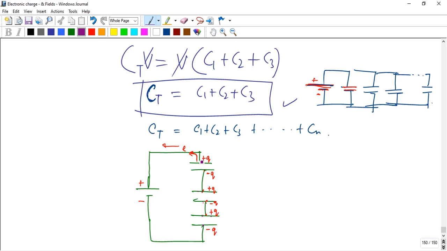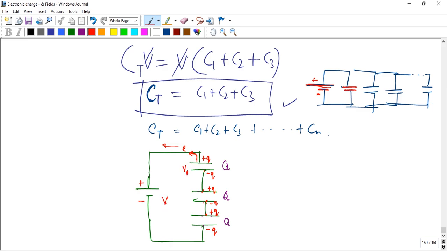Similar case, here electron moves to this plus terminal, so the loss of electron gains plus. So here the absolute value of all q is the same. These three absolute values are the same. So here that is a V. So the change in potential is here.